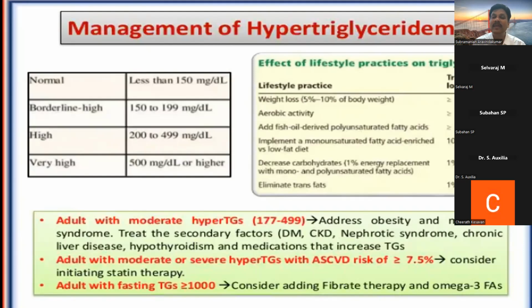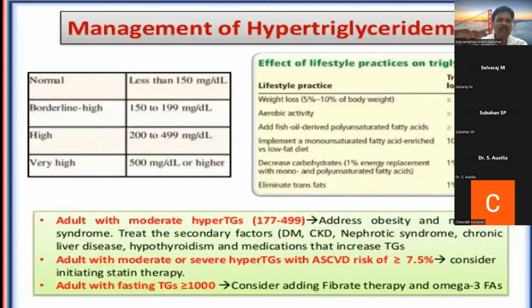So how to do it? See here, a mere weight loss will cause 20% reduction in triglycerides. Aerobic physical activity, 20%. Fish oil derivative, 20%. So these small things can cause significant decrease in triglycerides. So any triglyceride of 150 to 490, address obesity, metabolic syndrome, correct the secondary factors like diabetes, CKD, nephrotic syndrome, chronic liver disease, hypothyroidism. So these are the things that should be done, and not your fibric acid derivative.